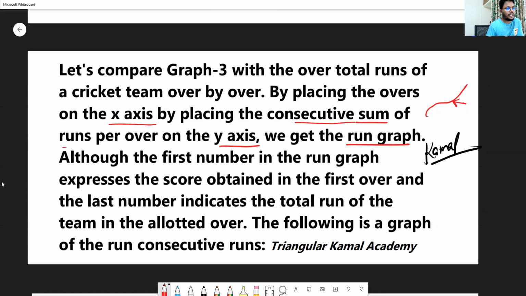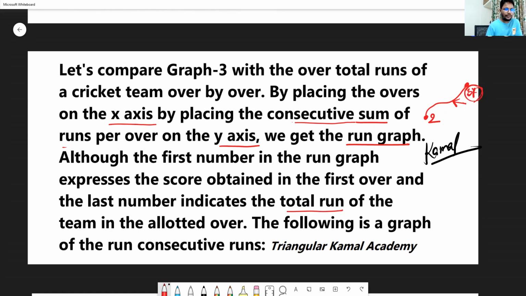The first number in the run graph expresses the score obtained in the first over. Like the first number, if this is 2, this is the score in the first over, and the last number, suppose this is 37, indicates the total score after 6 overs. The last number indicates the total runs of the team in the allotted overs. That means up to 6 overs, the last number indicates the total runs.